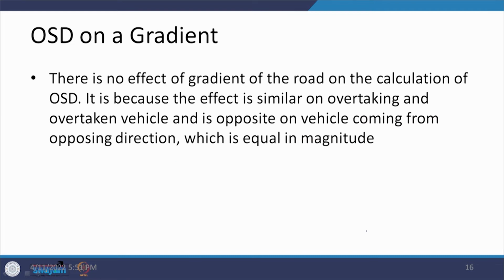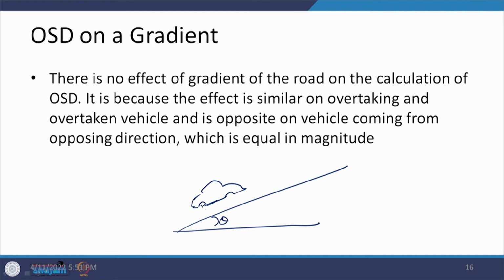Now, what happens on the gradient? When the vehicles are moving on a gradient of any value theta, and there is a vehicle moving ahead like this, the effect of this gradient is that the speed is going to reduce. And if you have another vehicle which is going to be overtaken, so if we call this V1 and this V2, then the speed of this vehicle is also going to be reduced.